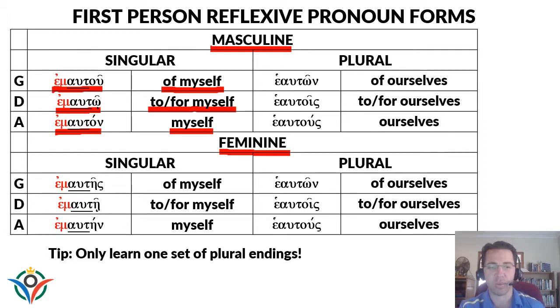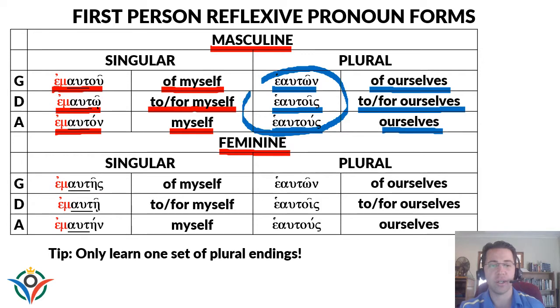So let's have a look at one of those sets together. The genitive plural, we have heautōn, which we translate as of ourselves. Then we have the dative plural, which is heautois, which is to or for ourselves. And then we have heautous, ourselves. So if you can just take the time to learn one of those plural sets, then you should have all the plural forms down for the reflexive pronouns.